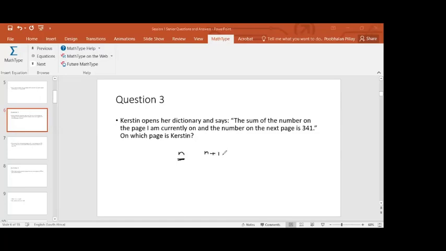Suppose she's looking at page n. Then the number on the next page is n plus 1. And the sum of these two numbers, she says, is 341. So we need to know what n is. 2n plus 1 equals 341. If you take the 1 to the other side, you get 340. So she's looking at page 170. 170 plus 171 is 341. So that's the answer to that question.